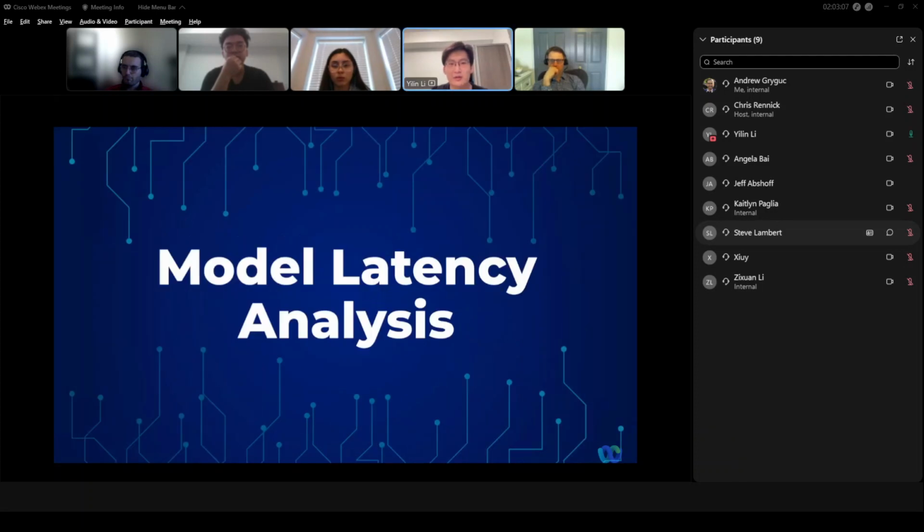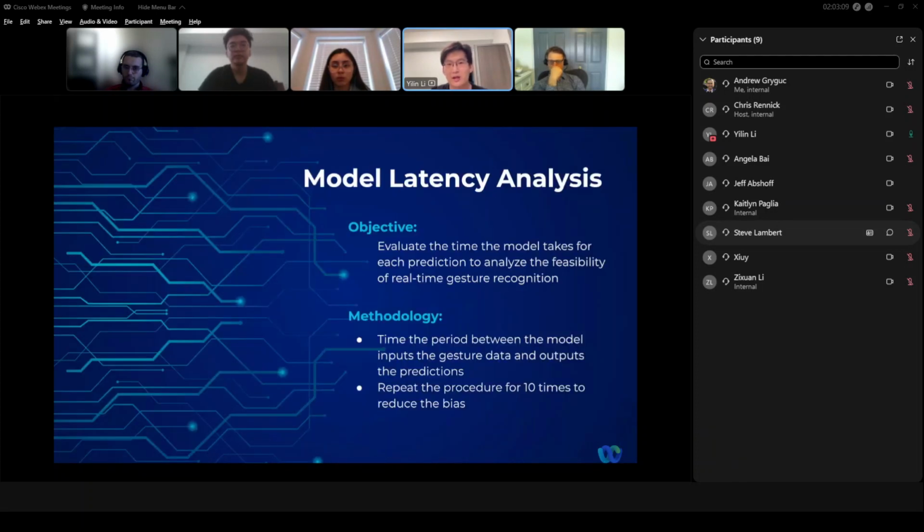Next, we continue with our model latency analysis. The objective is to evaluate the time the model takes for each prediction, to analyze the feasibility for real-time gesture recognition. The methodology is just to time the period between the model's input of the gesture data and output of the predictions. We repeat these measurements 10 times to reduce the measuring bias.